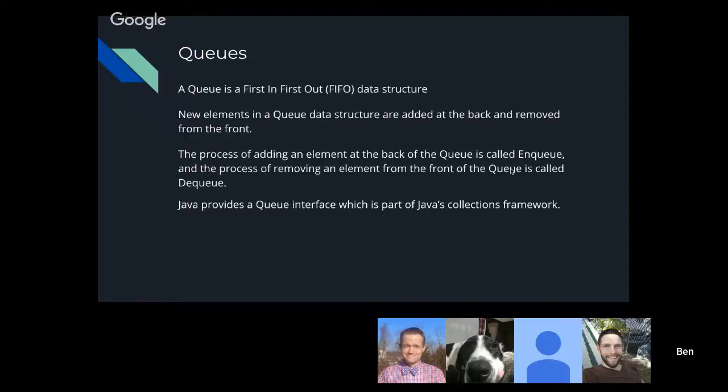And then queue, the one that for some reason was a bit of confusion, but it's really just a first in, first out data structure mostly. New elements in a queue data structure are added at the back and removed from the front. The process of adding an element at the back of the queue is called enqueue, and the process of removing an element from the front of the queue is called dequeue. And Java uses a queue interface, which is part of the Java collections framework.